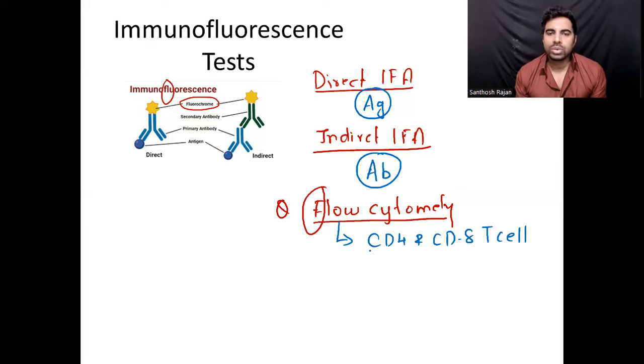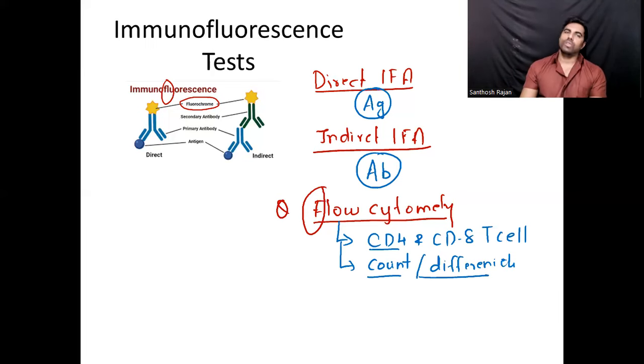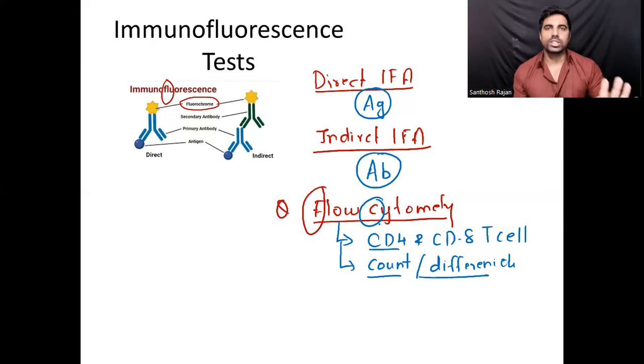So for T cells, it does both count and differentiate. You count the number, and also differentiate whether it is CD4 or CD8. Actually, it counts every blood cell, but we are stressing on the CD4 cells, okay? Flow cytometry, CD4, CD8, okay? Based on how it flows, we get the result. So this is for immunofluorescence, that's it.